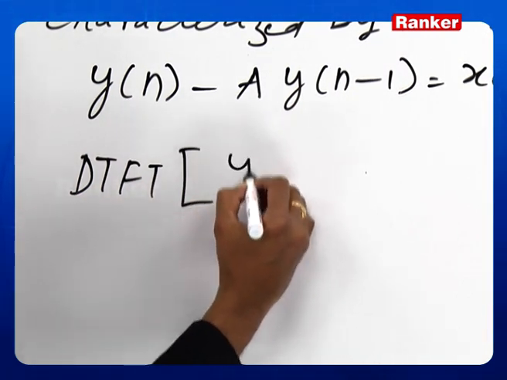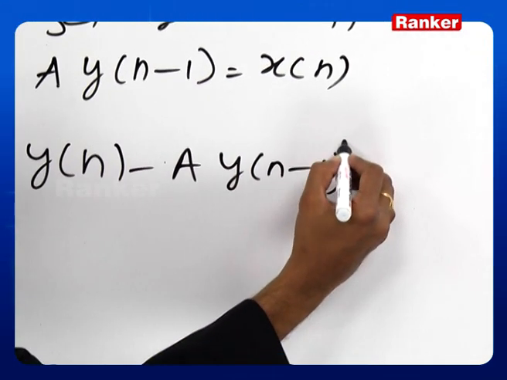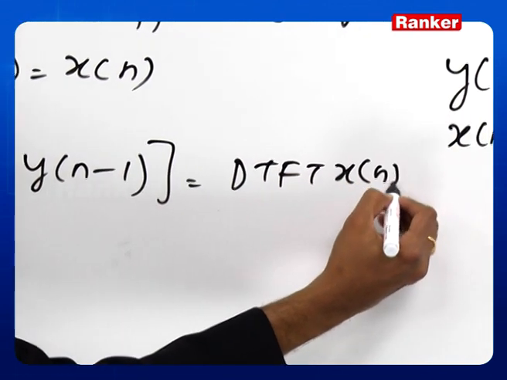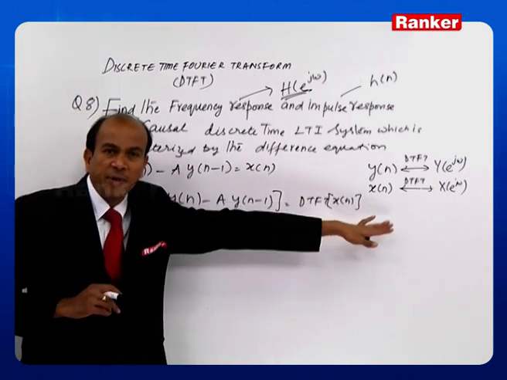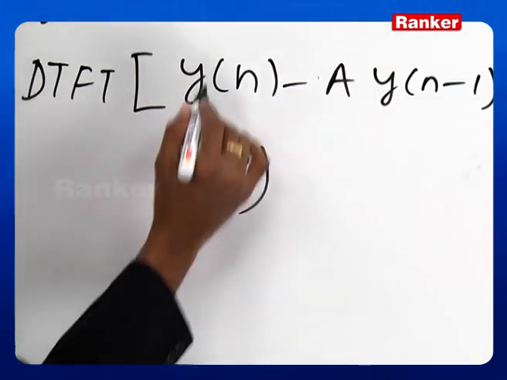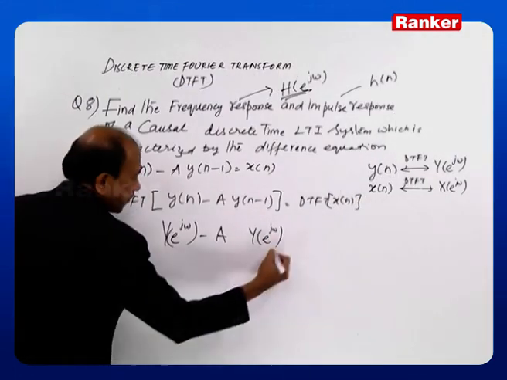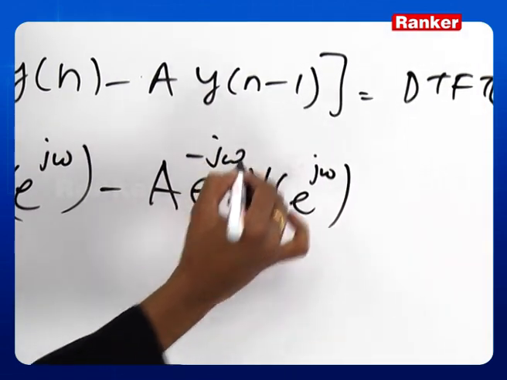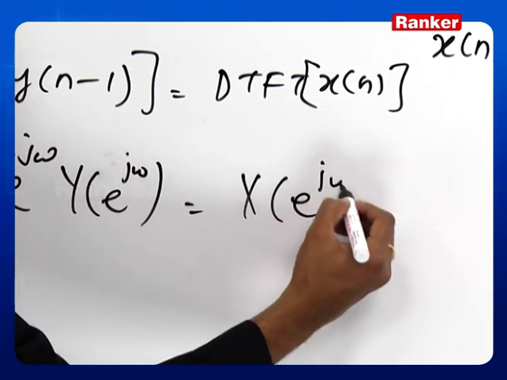First of all, y of n minus a y of n minus 1, the discrete time Fourier transform of x of n. The DTFT of y of n is what? Y of e to the power of j omega. So, let us write down that first, Y of e to the power of j omega, minus a Y of e to the power of j omega. This is a time shifting property, so I can write this as e to the power of minus j omega. This is equal to X of e to the power of j omega.